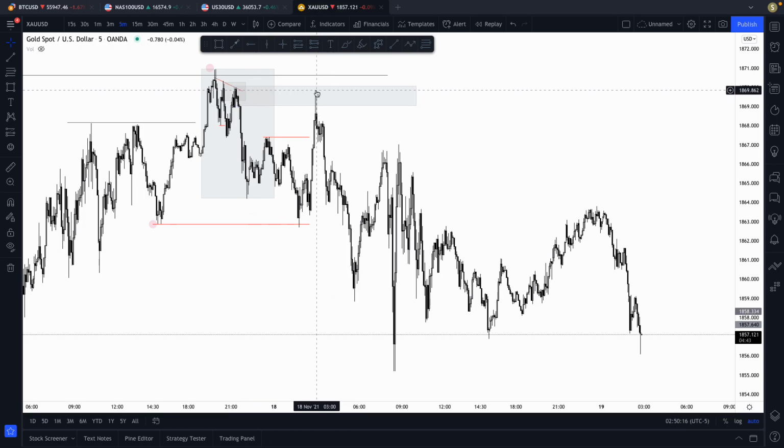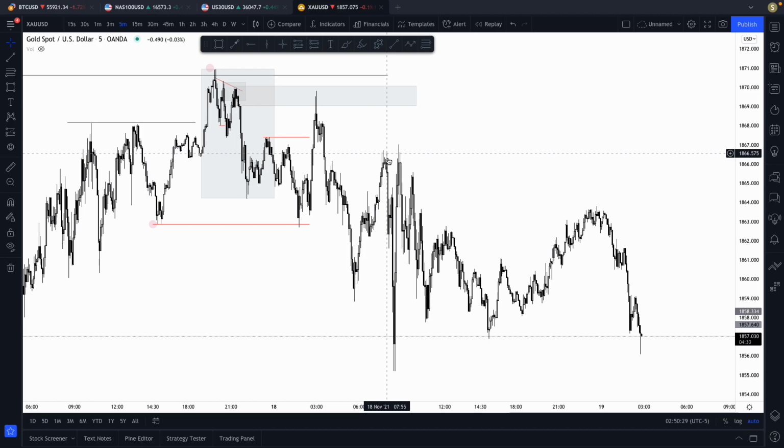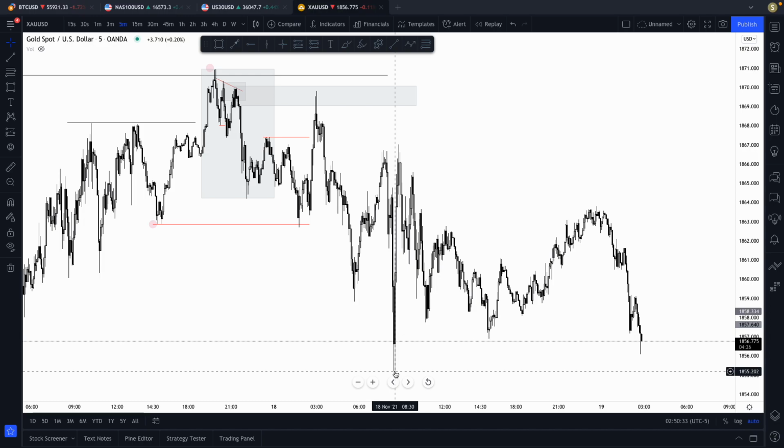So I could take my entry here, almost 3, London open. Then we go with it to the downside. I hold my trades up until this area. Then we start buying again. We buy. New York open, the market dropped again, so huge. Then from here, this is when I collect all my profit.